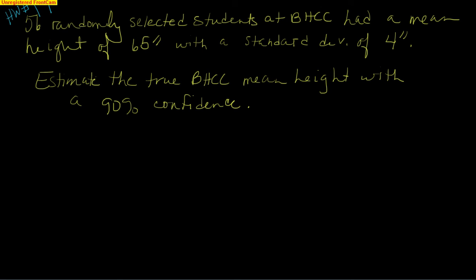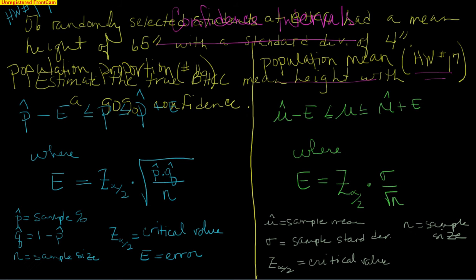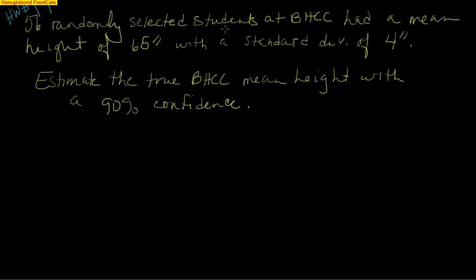Let's take a look at a question first. Suppose that we randomly selected 56 students at Bunker Hill Community College and found that their average height was 65 inches, with a standard deviation of 4. So with that information from my little sample study, can we estimate the true Bunker Hill mean height with 90% confidence?